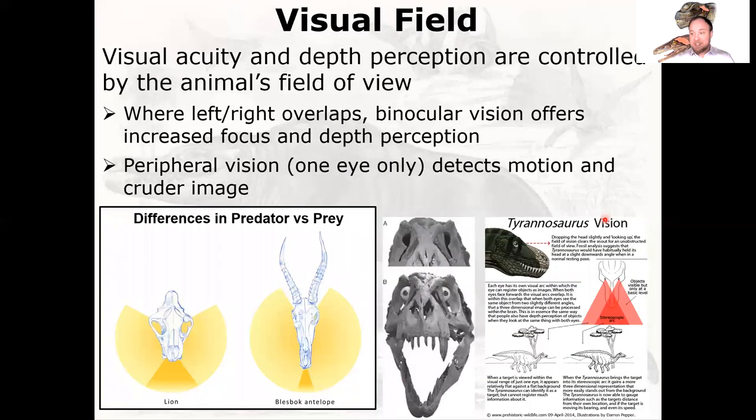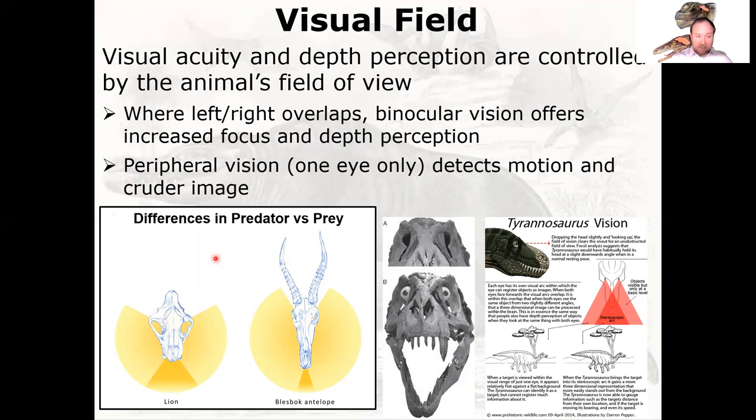So how well could they see? Well, visual acuity and depth perception is really controlled a lot by the animal's field of view. So how much do the images from both eyes overlap? Where the left eye and the right eye overlap, binocular vision, in this area where the left and right overlap, you get increased focus. You can also perceive depth. Like if you close one eye, you get a flatter image. It's really hard to tell how far away things are.